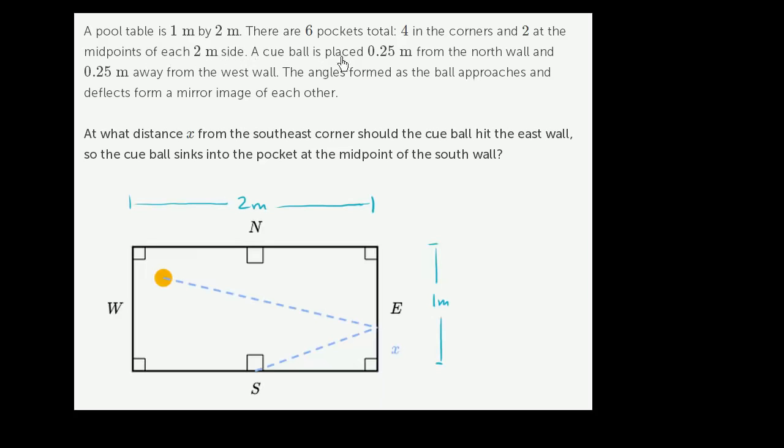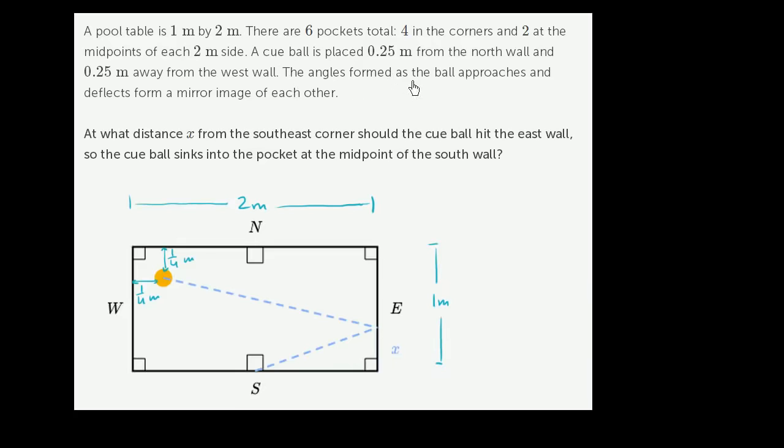A cue ball is placed 0.25, or a quarter meter, from the north wall and a quarter meter away from the west wall. So this distance right over here is a quarter meter away from the north wall. This is 1/4 of a meter, and this distance right over here is also 1/4 of a meter from the west wall.